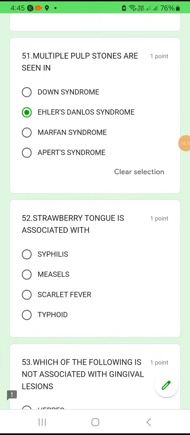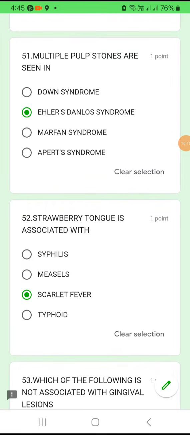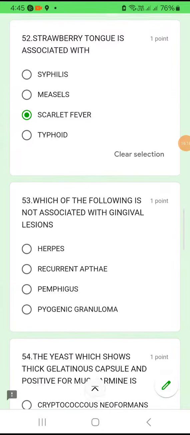Question number 52. Strawberry tongue is associated with scarlet fever. Remember S. Okay, scarlet fever. S. Okay.